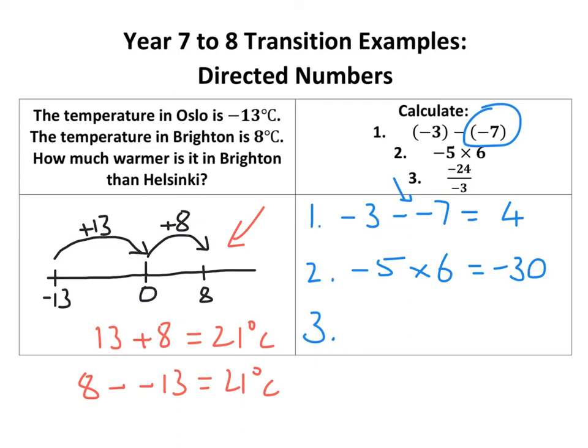Now then, similar sort of thing here. We've got negative 24 divided by negative 3. Remember that a fraction is just a division, isn't it? So how many negative 3s make negative 24? 8. And you'll notice I've done all of that without using any rules or whatever. I've just done it how I would normally do calculations. I've just been using negative numbers, or directed numbers.